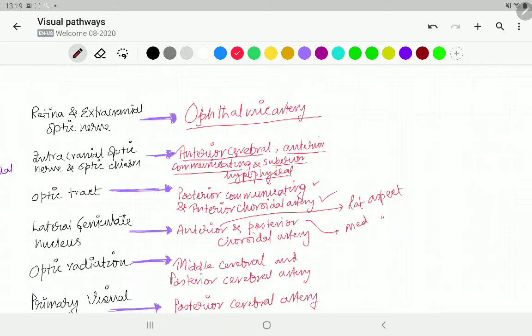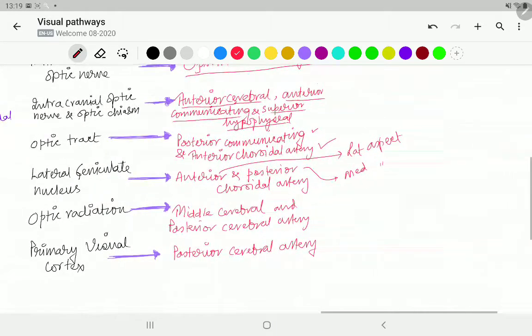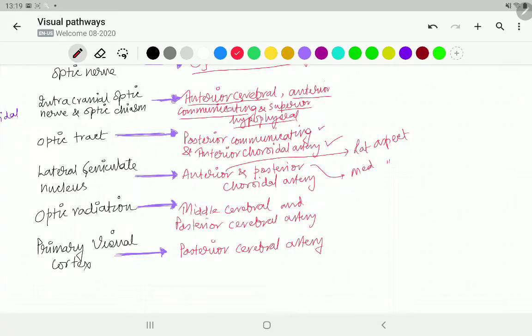Optic radiation has predominant supply from the middle cerebral artery, but it has got some supply from the posterior cerebral artery. And last but not the least, the primary visual cortex. It is mainly supplied by the posterior cerebral artery. However, the tip of the occipital cortex has got dual blood supply, one from the PCA or the posterior cerebral artery, and also from the MCA.